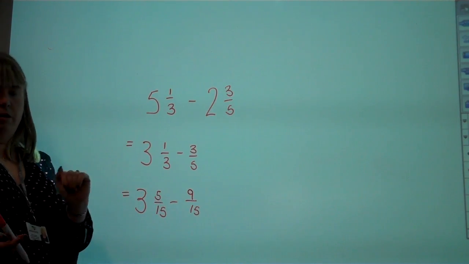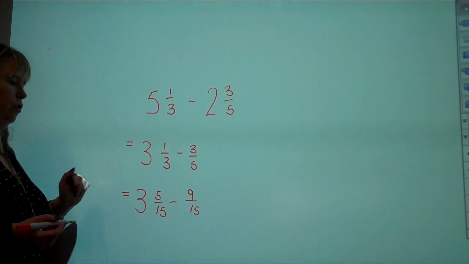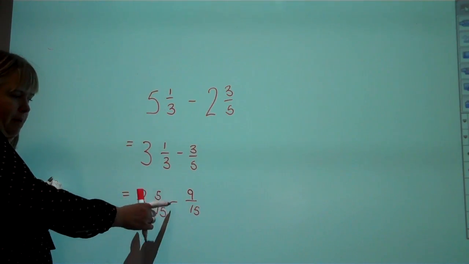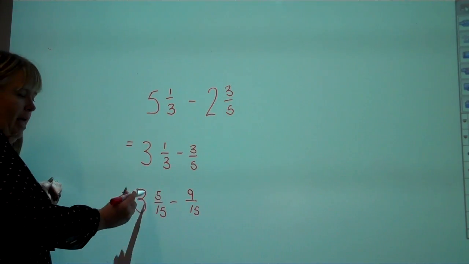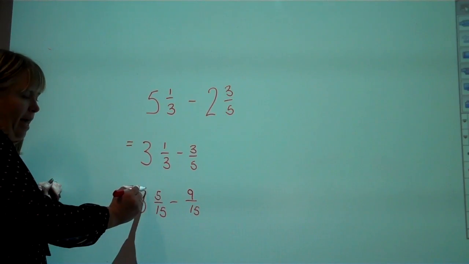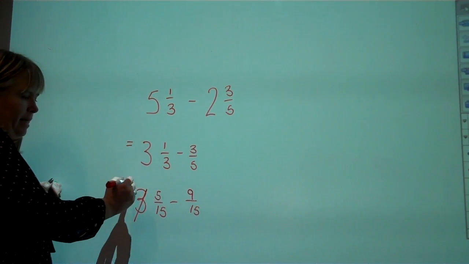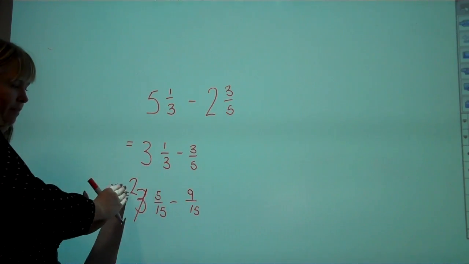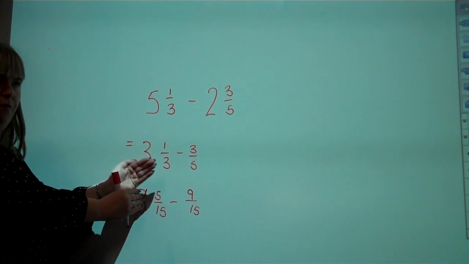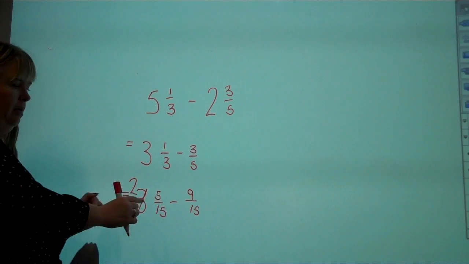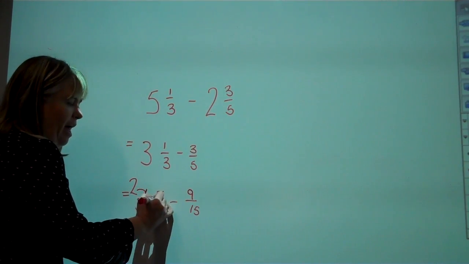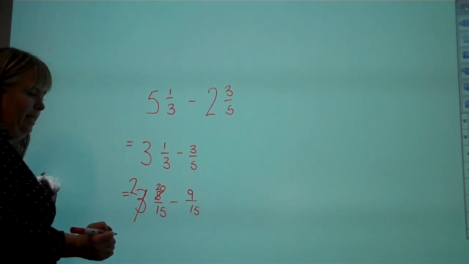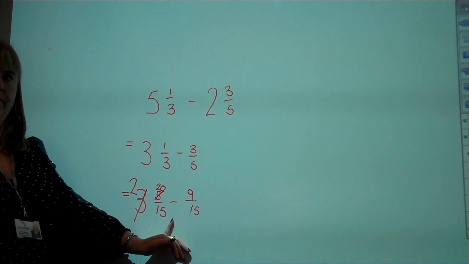So do you make the first one a top-heavy fraction? You do, but you don't need to make it completely. You don't have to take all 3. I'm just going to take 1 from there, so I'm going to cross that 3 out and make it a 2. And the 1 whole that I've taken is 15 fifteenths. So when I add that to the 5 I've got there, I've got 20 fifteenths.